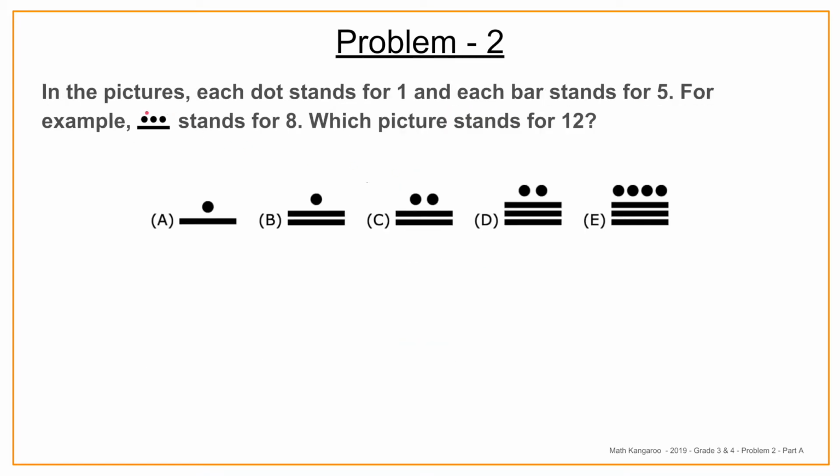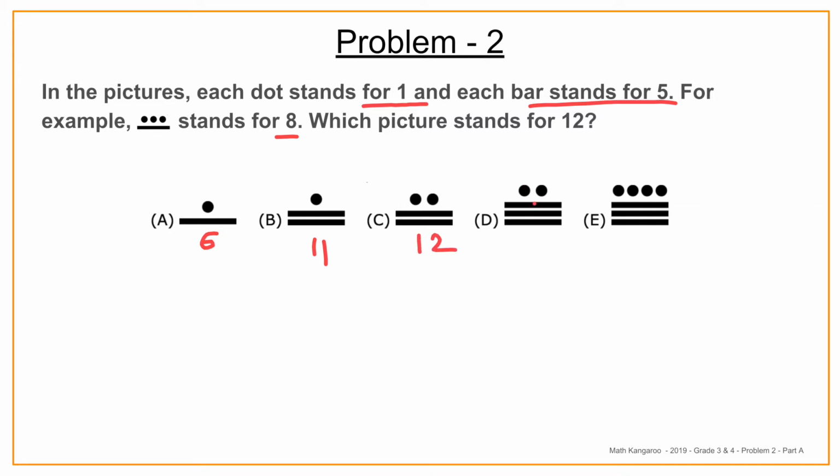Problem 2. In the pictures, each dot stands for 1 and each bar stands for 5. For example, 3 dots and 1 bar stands for 8. Which picture stands for 12? Let's go step by step. Option A. This is 1 and this is 5, gives us 6. 1 and 10 gives us 11. 2 plus 2 bars, so this adds 2 and 10, which gives us 12.